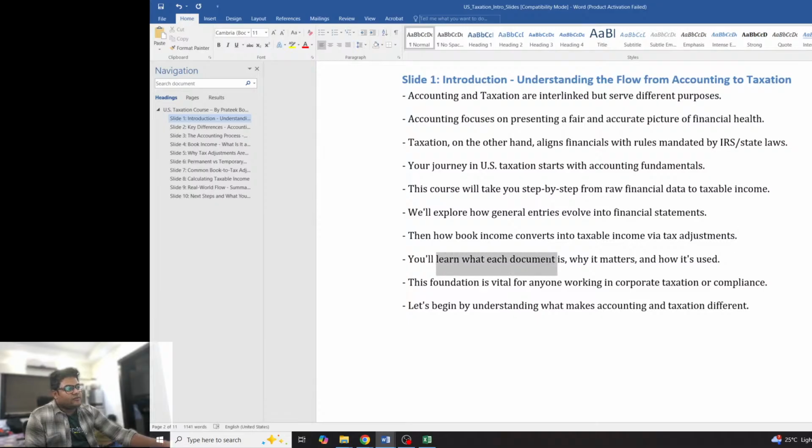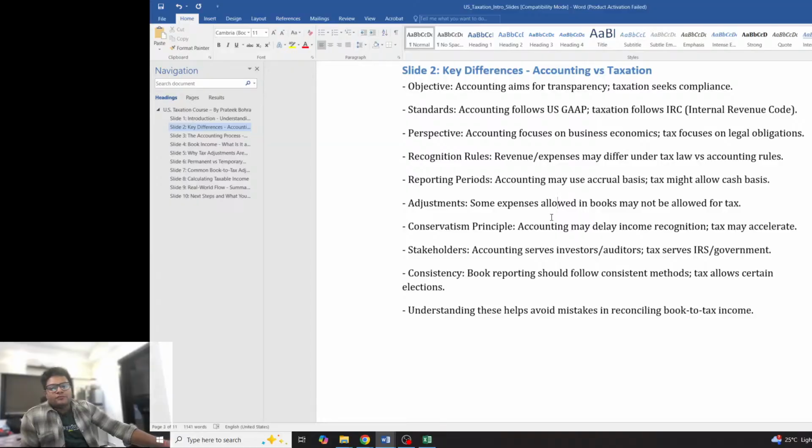Now you learn what each document is and why it matters and how it's used. This foundation is vital for anyone working in corporate tax and compliance. Let's begin by understanding what makes accounting and taxation different. Now that I already explained that book and tax, there's a big difference. Whenever we refer to book, we mean accounting from the point of view of accounting. But when we mean tax, we mean from the standard point of view of taxation.